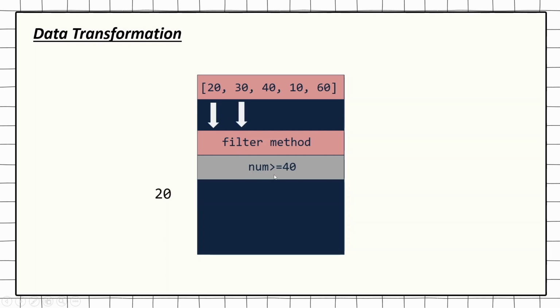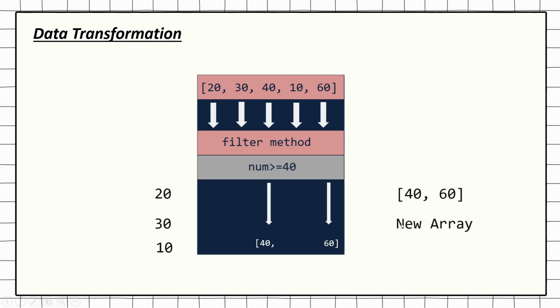Then 30. Again, this will be checked. 30 is not greater or equal to 40. So 30 will also be filtered out. Then 40 will be checked. This condition satisfies. Then 40 will be included inside my array. Then 10. 10 will be checked. 10 is not greater or equal to 40. So 10 will be filtered out. Then for 60, it will be checked. 60 will meet this criteria. So 60 will be included inside this array. So my final array will be having 40 and 60 as its element. So this is my new array.